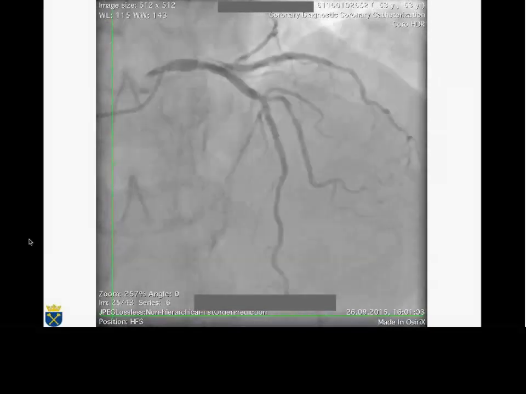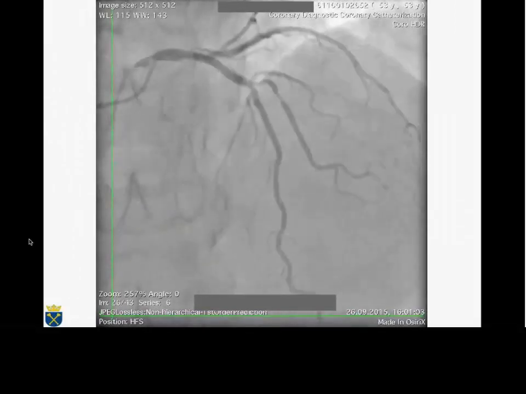Okay, that's exactly what we do as well. I think if we don't cross 8, then usually we stop as well, just to minimize the dose.